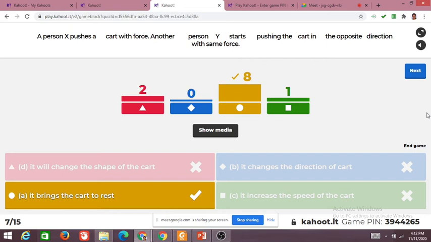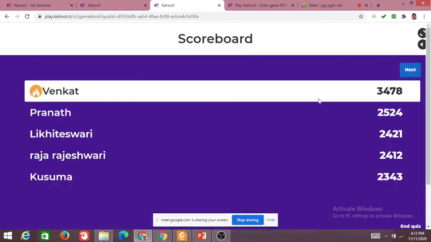So there won't be any change. So the box will be at its rest position. So how can it change the shape of the cart? And someone has answered it is increasing the speed of the cart. See, if it was not equal forces applied in the opposite direction, it would definitely have increased the speed of the cart. So most of you have answered it brings the cart to rest. Okay, good. Now next. Wow, Venkat is leading.